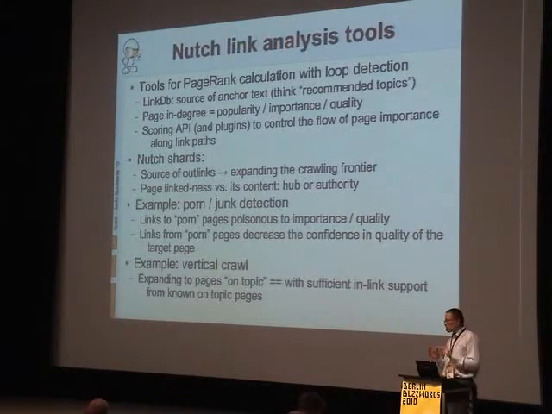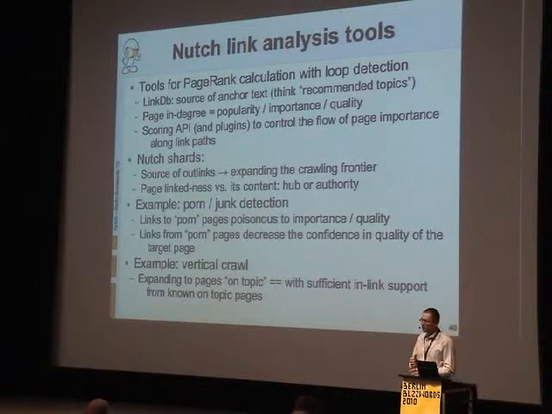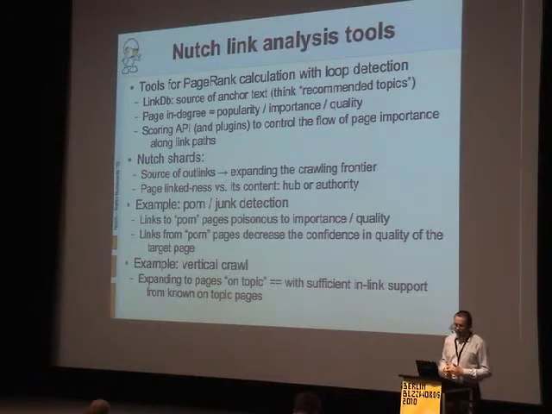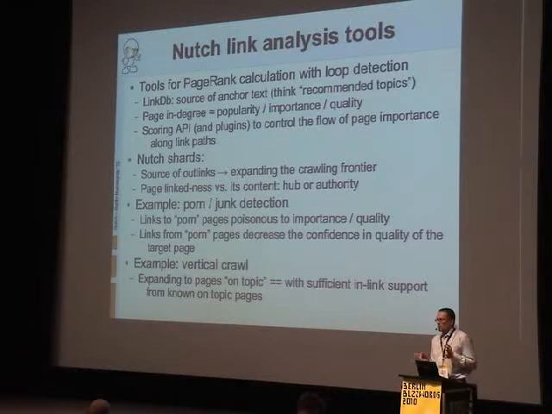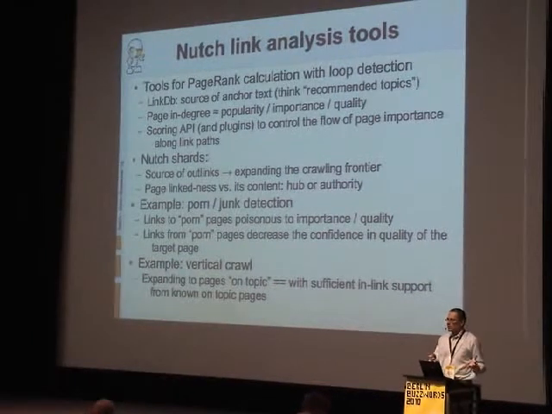The important part is to know that Nutch has built-in tools for link analysis, either online or a pure PageRank scoring algorithm that strongly reminds of something that Google created. So the Nutch graphs, again, are the source of outlinks, and the LinkDB is the source of inlinks and anchor text.